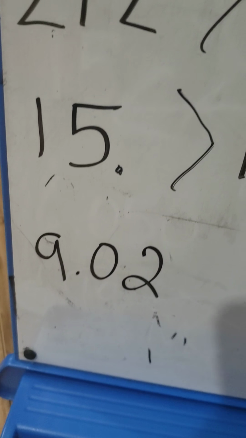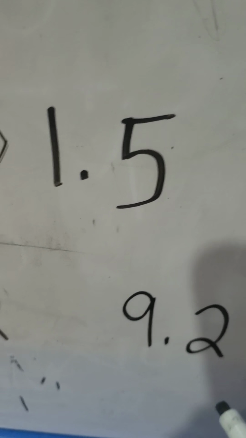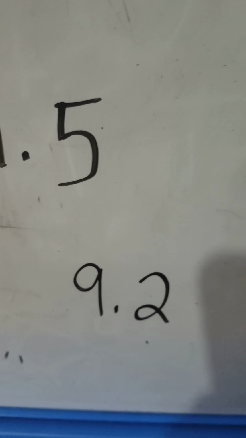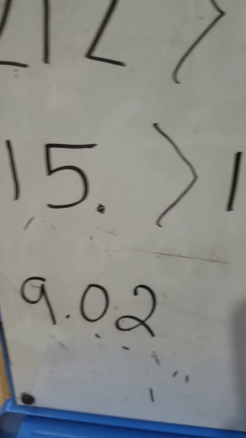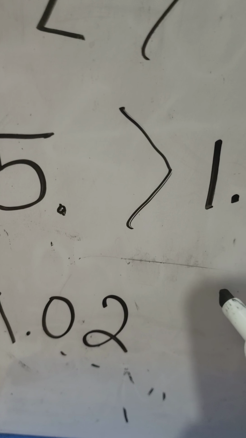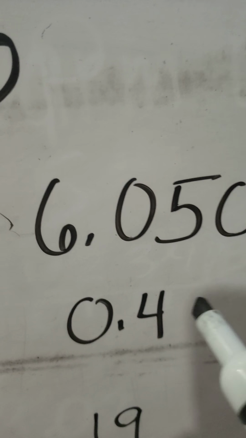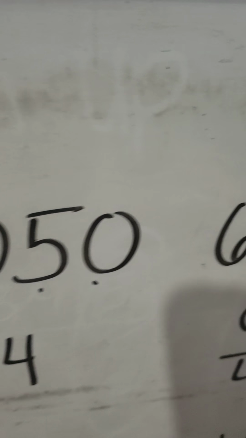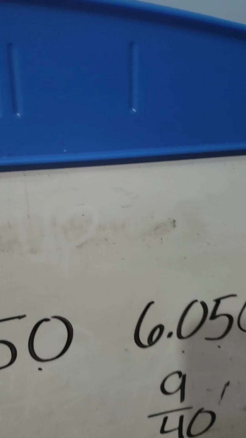Then you have 9.02 and you have 9.2. Here we have a tenths place and a hundredths place, and here we only have a tenths place. So when we did decimals, some of you like to add the 0 to have the same amount of places. So you have 9.02 and 9.20. So 9.02 is less than 9.20. Next, 6.050. So we have tenths, hundredths, thousandths. 6.05 has only tenths, hundredths. You could add that 0 onto the end. And this one is equal to each other.